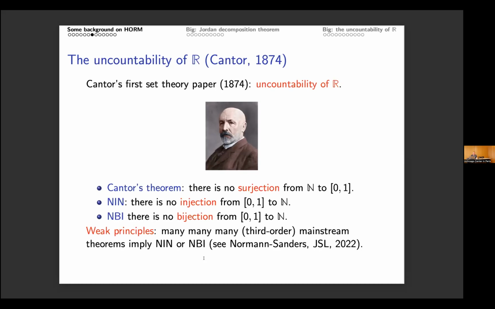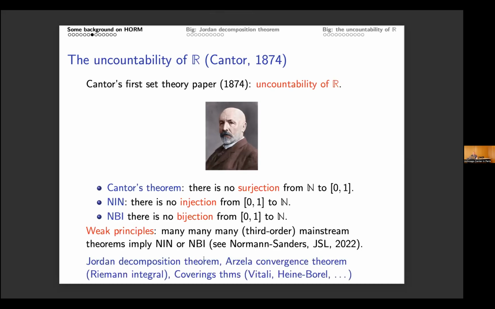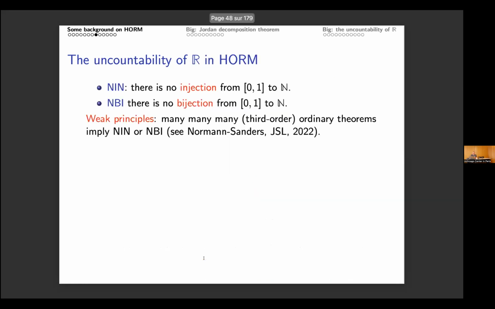So there's so many, even with a name: Jordan decomposition theorem, Arzelà's convergence theorem for the Riemann integral, and lots of covering theorems, Vitali, Heine, Borel, Cousin, which were of course originally formulated for uncountable coverings. So many of those third order theorems imply the uncountability of the reals. So this is really the weakest principle. We couldn't find anything that's weaker than NIN or NBI. So this basic fact is really supremely weak. It's also supremely strong.